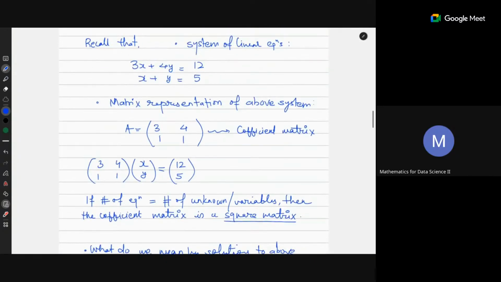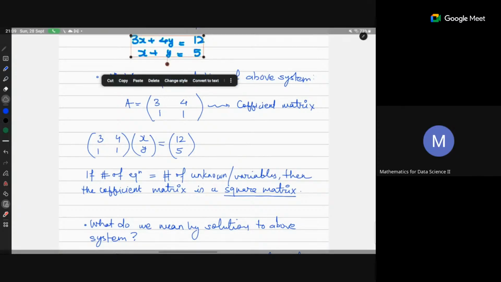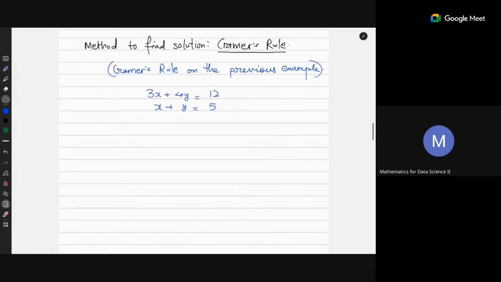Let's start with this system of linear equations itself, because the number of equations is 2 and the number of variables is also 2, so we have a square matrix associated to that. In Cramer's rule, we use the determinant of the coefficient matrix. So let's first write down the associated coefficient matrix. It is 3, 4, 1, 1. Now what is the determinant of A? The determinant of A is 3 minus 4, which is minus 1.